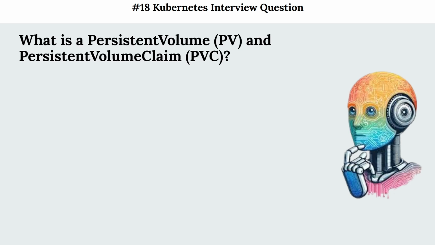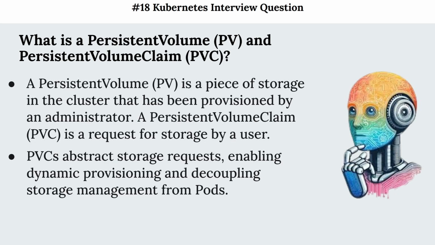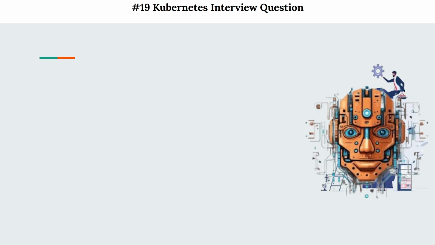What is a persistent volume, PV, and persistent volume claim, PVC? Let's see the answer. A persistent volume, PV, is a piece of storage in the cluster that has been provisioned by an administrator. A persistent volume claim, PVC, is a request for storage by a user. PVCs abstract storage requests, enabling dynamic provisioning and decoupling storage management from pods. Let's move to the 19th question.